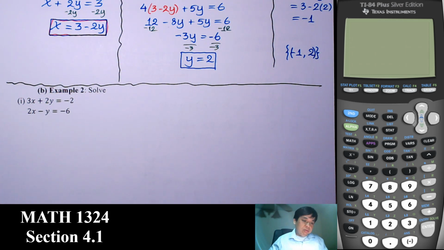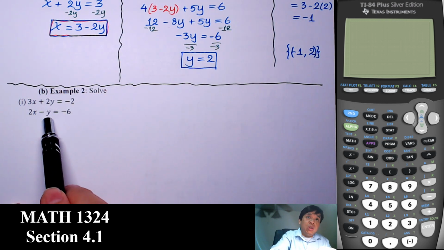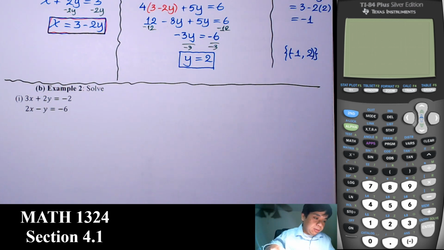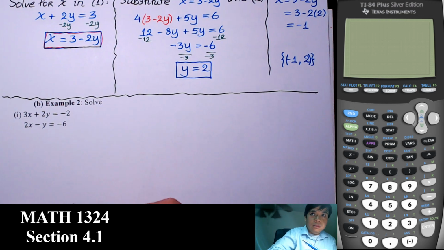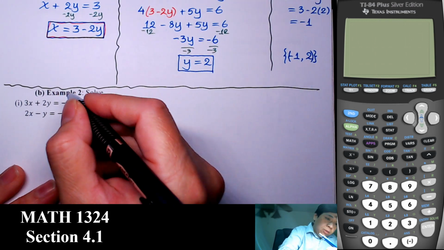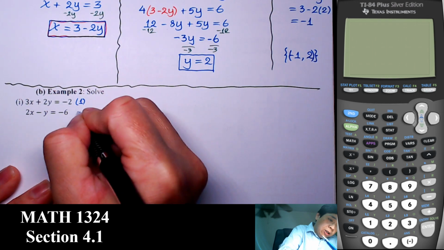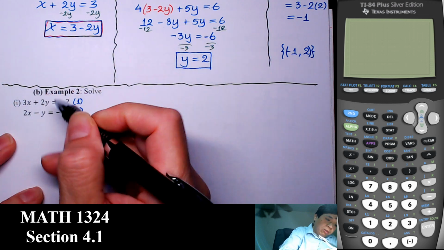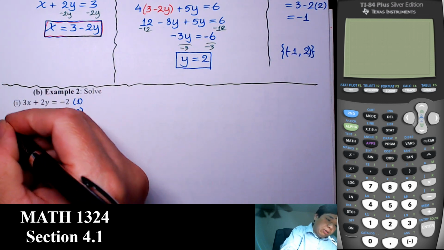Now we take a look at this next equation. In this system we have 3x, 2y, 2x, and minus y. If we have to pick one to solve for, the y here is easier to solve for because the coefficient is negative 1. So we go for the coefficient that is 1 or -1, as that is easier to solve for. So equation 1 and 2. First we will solve equation 2 for y.